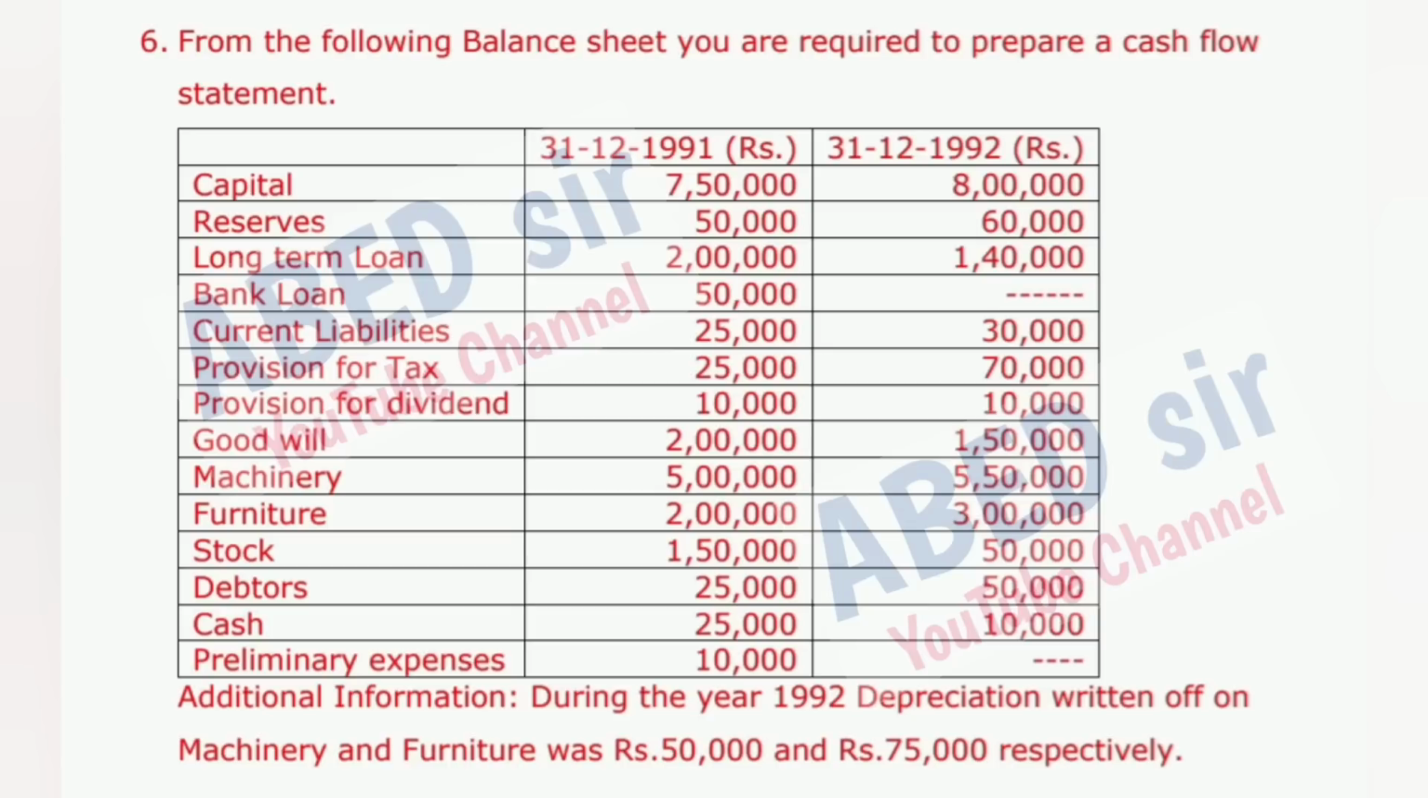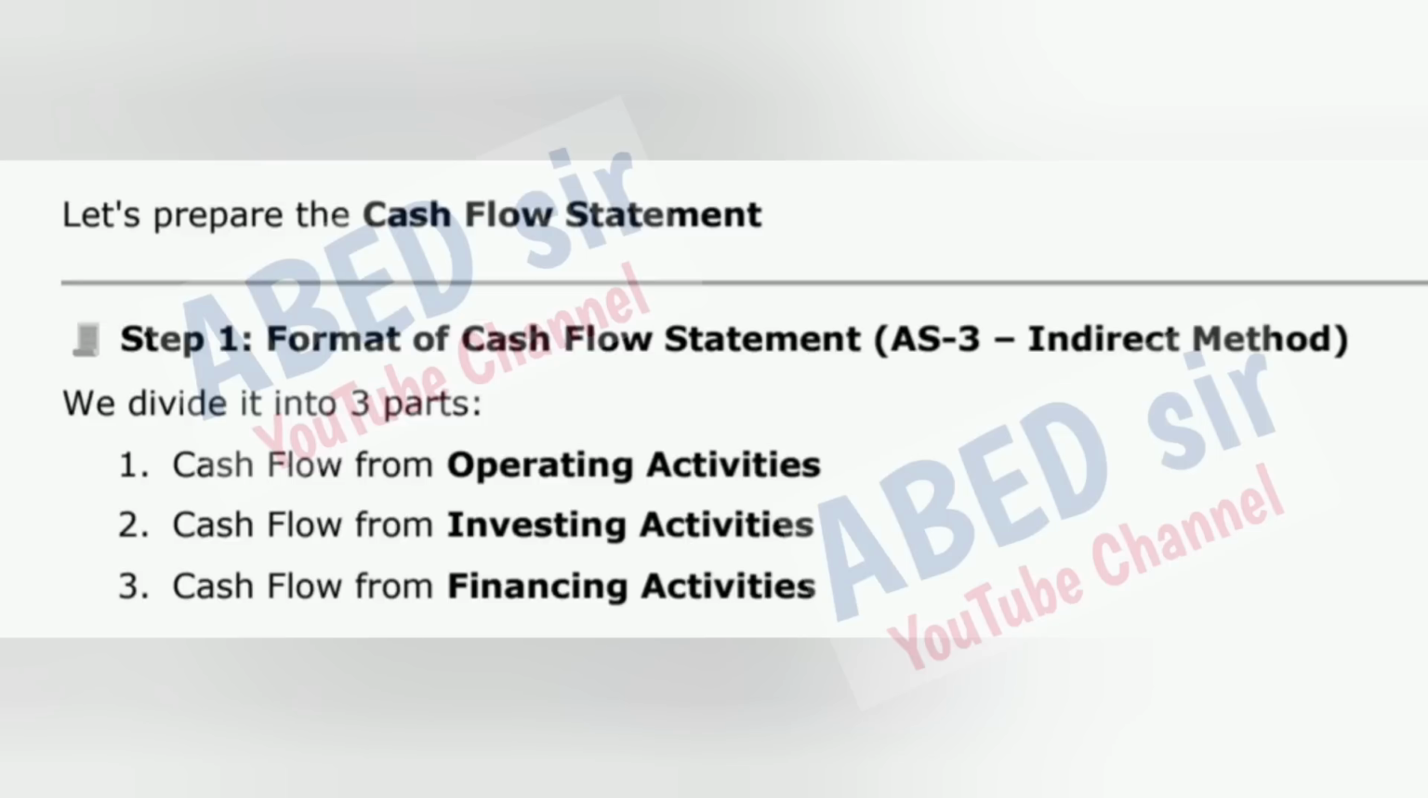From the following balance sheet you are required to prepare a cash flow statement. Additional information. During the year 1992, depreciation written off on machinery and furniture was 50,000 rupees and 75,000 rupees respectively. Let's prepare the cash flow statement.